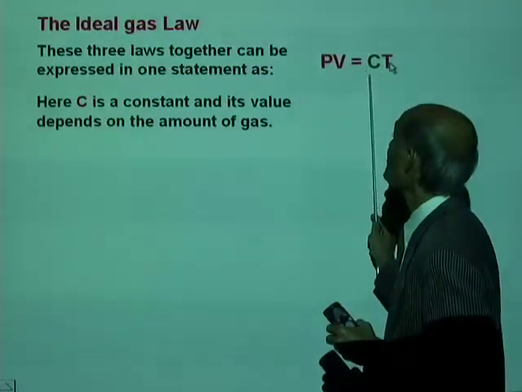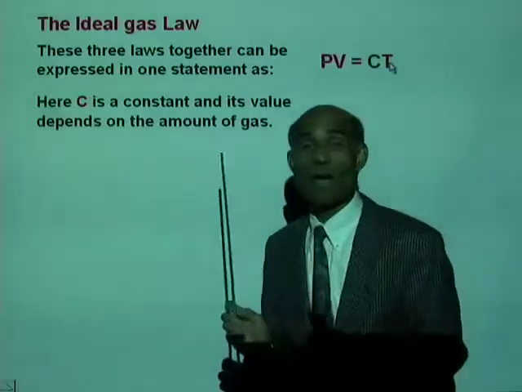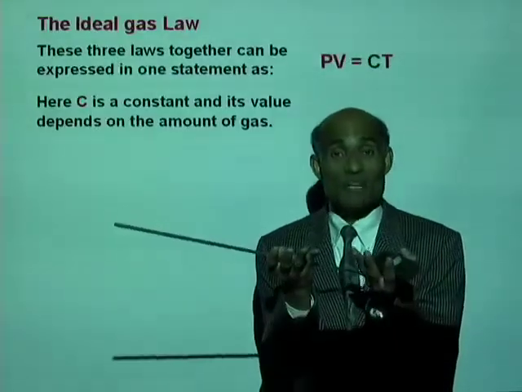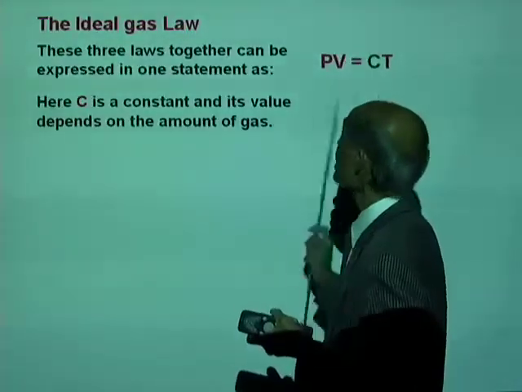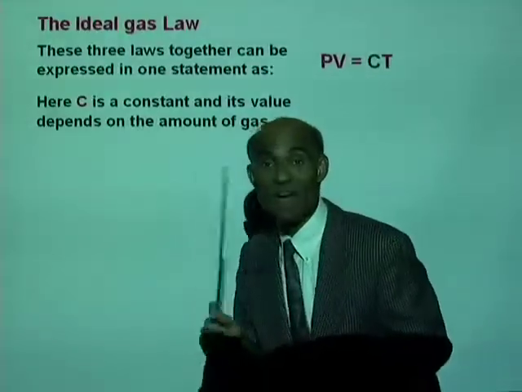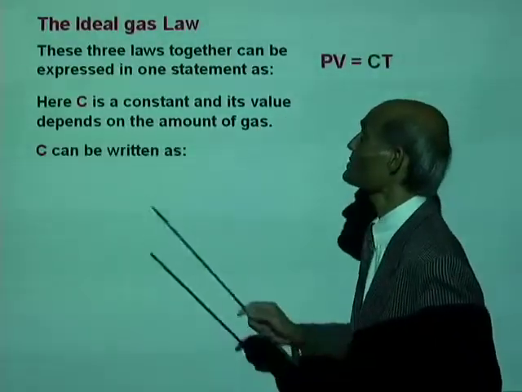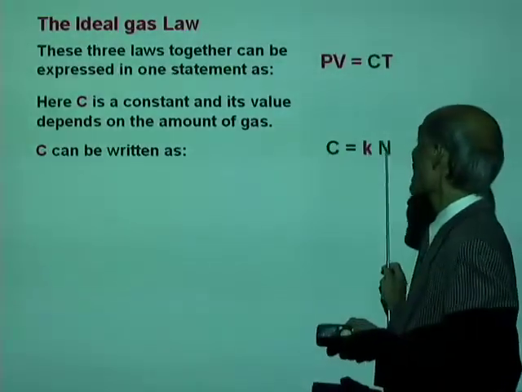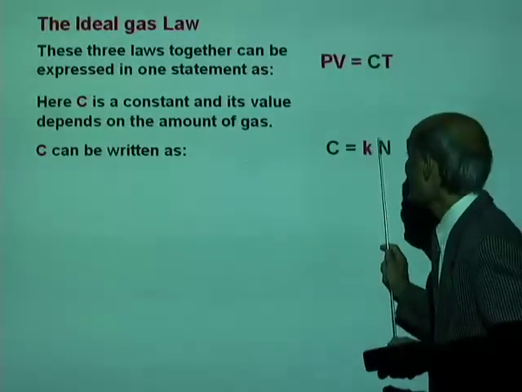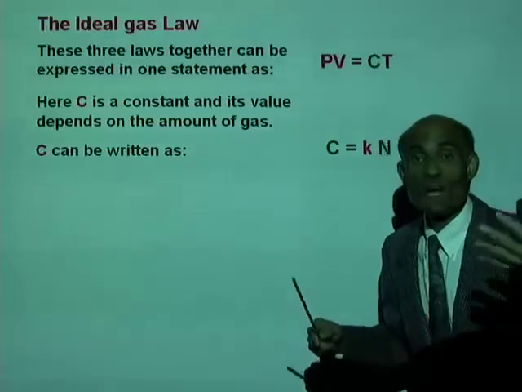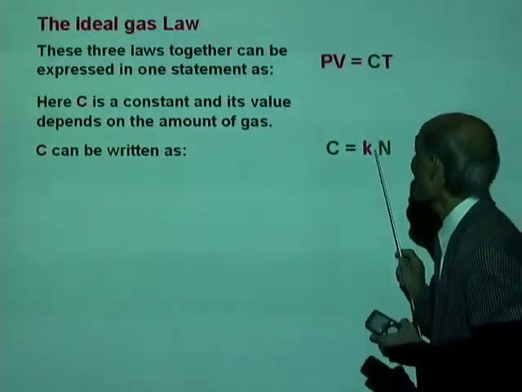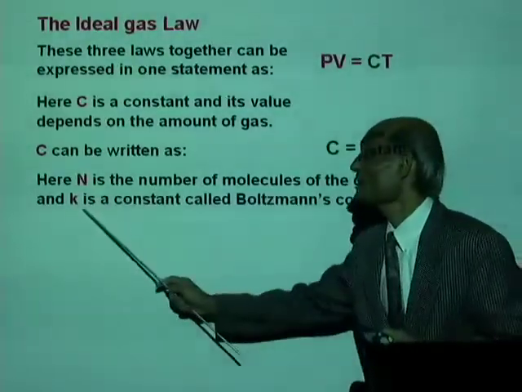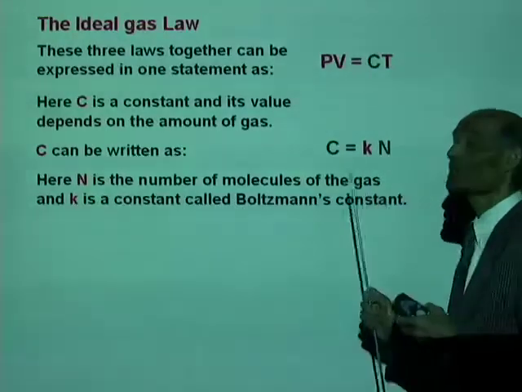And now, what does C stand for here? C is a constant, and what does its value depend on? It depends on the amount of gas that you have taken for your study. So C here is a constant whose value depends on the amount of gas you have taken. And I'm going to write C as C equal to K times N, where N is the total number of molecules of the gas and K is a constant called Boltzmann constant.